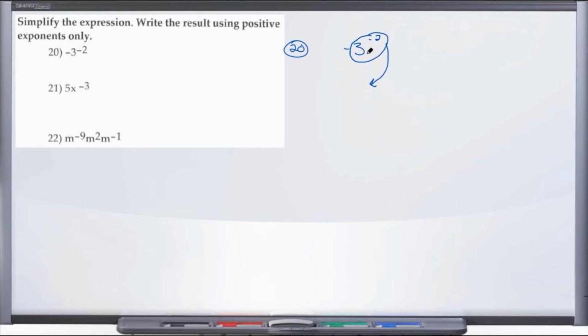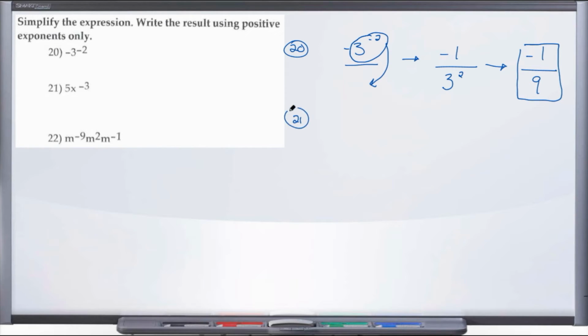And when we move the 3 to the negative 2 downstairs, the only thing that happens is we go from a negative 2 to a positive 2. All right, and so we're going to take this whole entire entity and move it downstairs. And what we end up with is we still have that negative up top. So really that's a negative 1. And now that we've moved the 3 downstairs, this negative 2 again becomes positive. And now evaluating, we have negative 1 over, well, what's 3 to the second power? That's just 9. And so we have, for number 20, negative 1 over positive 9.